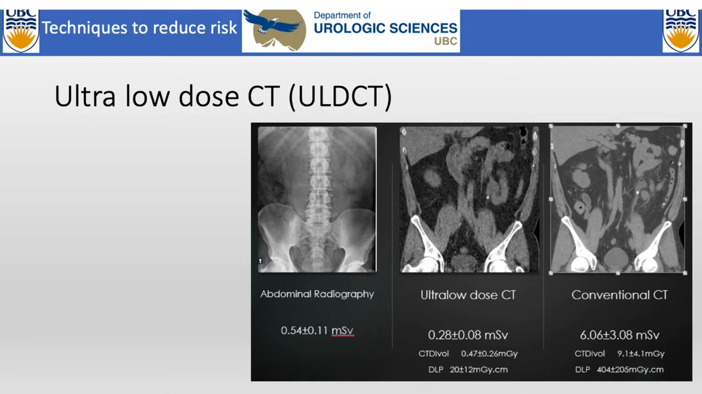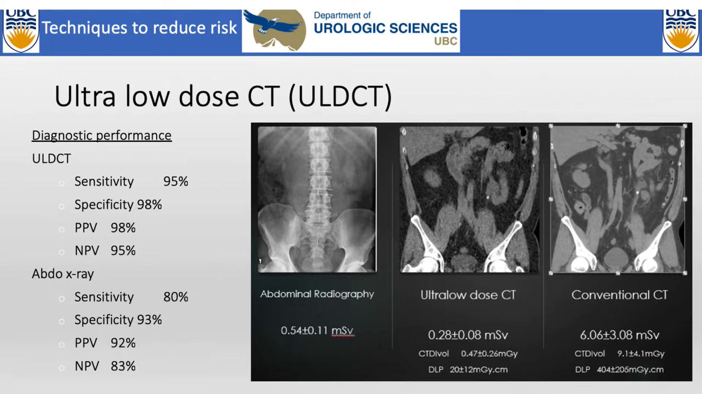The interesting thing to note, an ultra-low-dose CT actually has about half the dose of an abdominal radiograph. So a CT scan with a dose of only 0.28 millisieverts, versus a normal conventional CT scan at around 6 millisieverts. And what they found for the diagnostic performance is that ultra-low-dose CT outperformed a basic abdominal x-ray in all parameters.